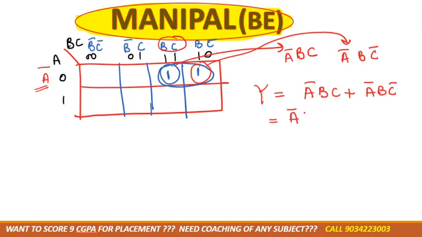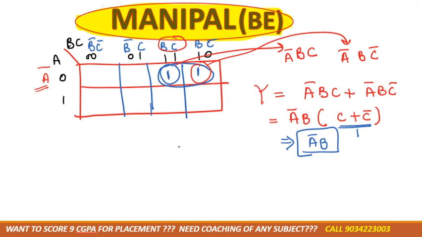So we can take A bar B as a common, that will include plus C. And if you remember the Boolean law, C plus C bar is equal to 1, right? So ultimately it will become bar. Correct? So this is our final answer, but we can do it by a tricky method.